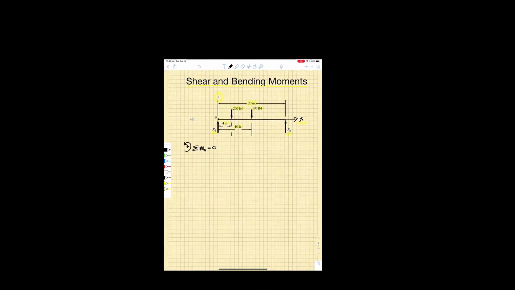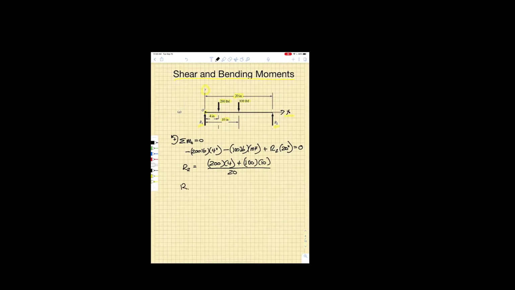And so we have the first moment, minus 200 pounds at 4 inches. I have another, negative 100 pounds at 10 inches, and I'm going to have R2 out here at 20 inches. The sum of all of those moments has got to be equal to 0. That allows me to solve for R2. That is going to be 200 times 4 inch-pounds plus 100 times 10 inch-pounds, all divided by 20.